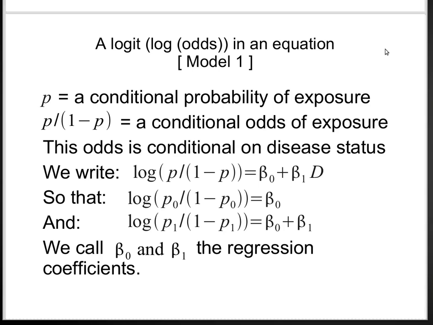In the modeling literature, these regression coefficients, beta naught and beta 1, are essentially the key pieces to this model. We wish to understand what beta naught and beta 1 are. Well, right off the bat, we can see what beta naught is. Beta naught is the log of the odds of exposure for those who are controls. And beta naught plus beta 1 is the log of the odds of exposure for those who are cases. That just is immediate. There's nothing fancy happening here at all.